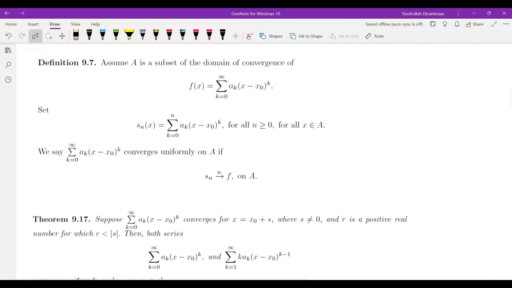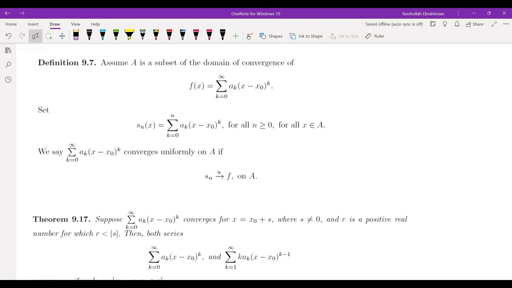Now, we would like to explore these power series more. And we want to understand, how do we differentiate them? Is a power series going to be continuous? Is it going to be differentiable? And if it is differentiable, how do we differentiate it? So here's the definition. In order to be able to understand those, we need uniform convergence, as we have talked about.